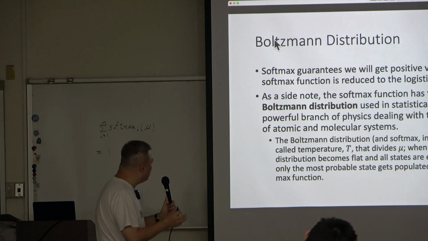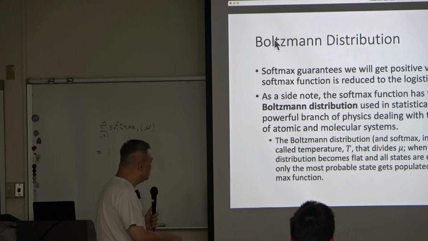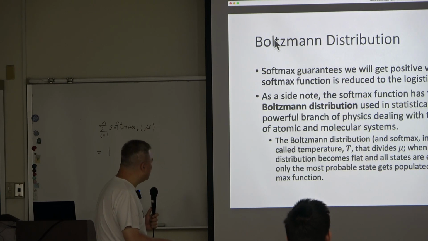When they describe it, they use the Boltzmann distribution, and there's a parameter called temperature T that divides mu. When T goes to infinity, the probability distribution becomes flat, so all states are equally likely. When T approaches 0, the most probable state will be 1, and the other states will become close to 0. The softmax will behave just like a max function.